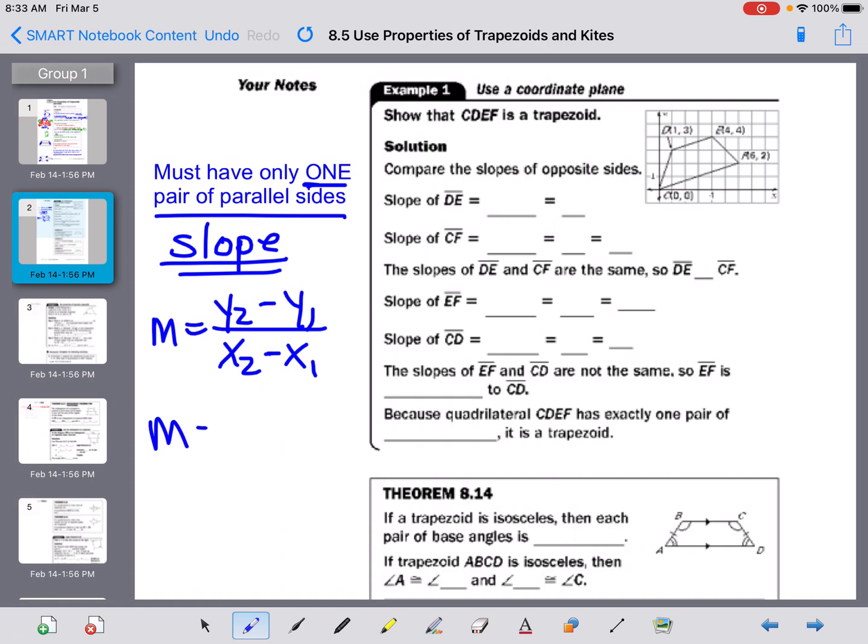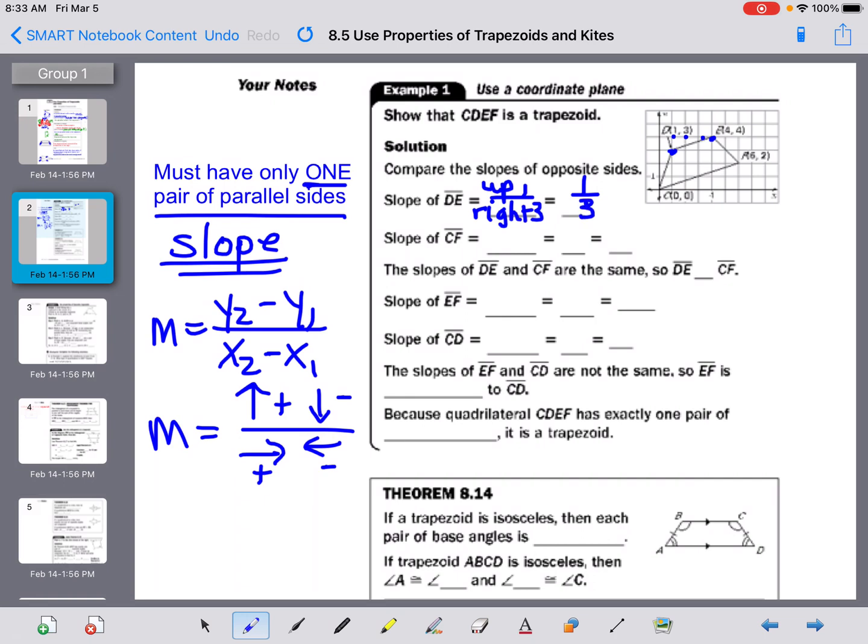Or we can count it, and if we count up, it's positive. If we count down, it's negative. Always rise on top, run on the bottom. If we count to the right, it's positive. If we count to the left, it's negative. So I'm going to start here with DE, and I'm going to go from D to E, and I'm going to count that, okay? So I count up 1. Then I'm going to go over 1, 2, 3, and that was to the right 3. Okay, up 1 is positive 1, right 3 is positive 3. I can't reduce it. There's my slope of DE.